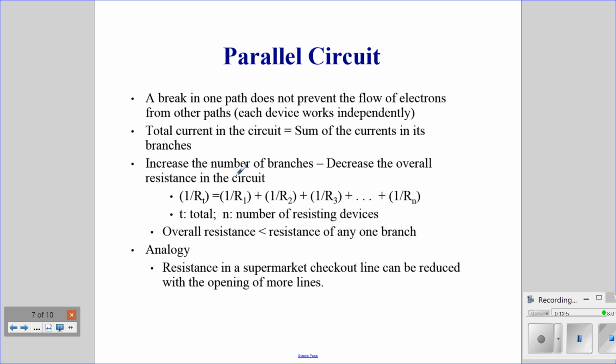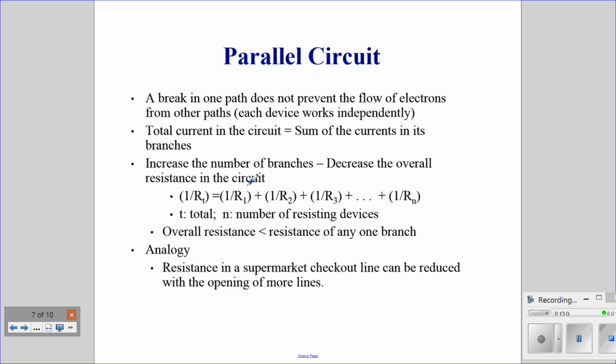And if you increase the number of branches, if there's more paths for the current to flow along, you're decreasing the overall resistance in the circuit. Okay, that's the part that's a little bit counterintuitive. But if you think, if there's more paths for the charge to flow along, it's easier for the charge to flow.